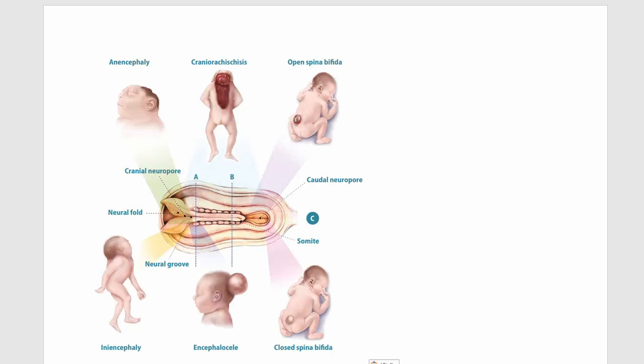So anencephaly occurs when there is failure for the neural tube to close at this head end during the development, and as you can see, this leads to a major portion of the brain, skull, and scalp not forming correctly.